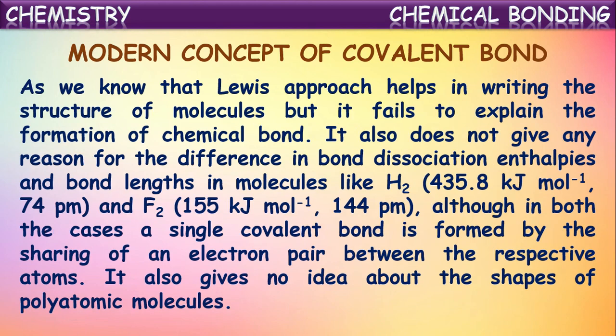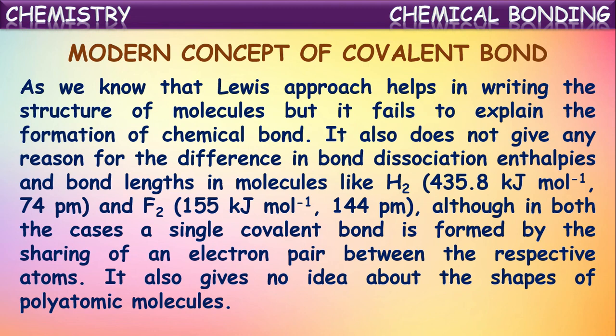As we know, Lewis' approach helps in writing the structure of molecules, but it fails to explain the formation of a chemical bond, isn't it? From the Lewis approach, we are able to understand how the molecular structure of a substance is, how atoms are connected to one another. We can understand that from Lewis dot structures. But that Lewis concept cannot explain how a chemical bond is formed. It does not explain the formation of a chemical bond.